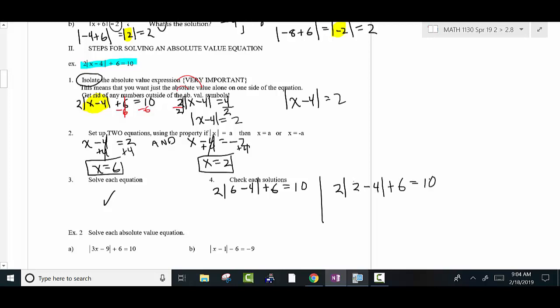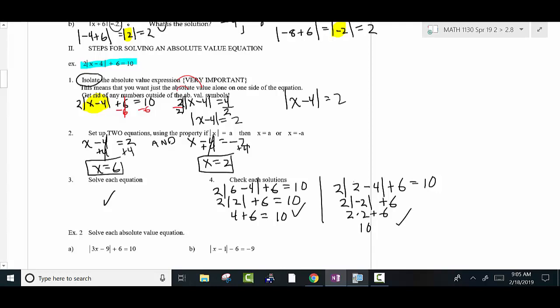I want to check because I want to show you why we set up the equation the way we do. What would end up happening is this would be 2 times absolute value of 2 plus 6 equals 10. That certainly is easy enough to do in your head, so that one certainly works out. The next one, you would get 2 times absolute value of -2 plus 6. Well, that's still 2 times 2 plus 6, so that's still 10, isn't it?